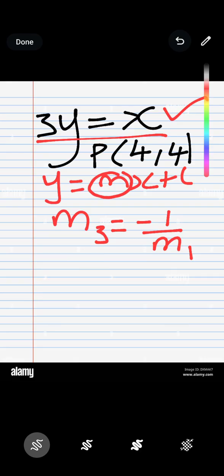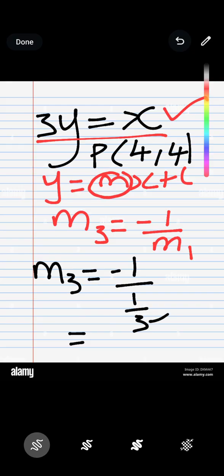Okay, so we're going to say m3 is equal to -1 over m1, which is 1 over 3. You have never seen this, right? But it's simple. If you want to simplify this, you just have to bring this on top and this on the bottom. That's all. Or like this if you want.